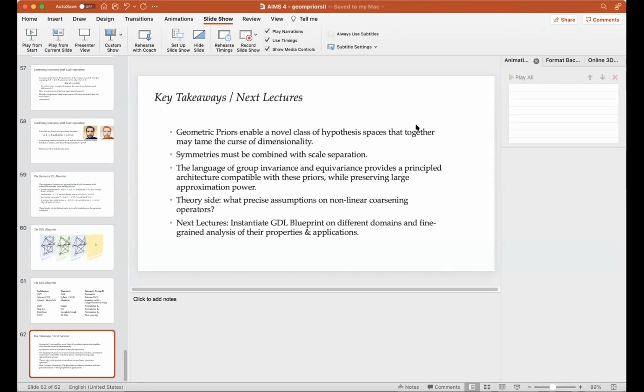Hi. I have a question related to scale separation. You mentioned it in the last part, but you didn't mention how much scale separation reduces the curse of dimensionality.